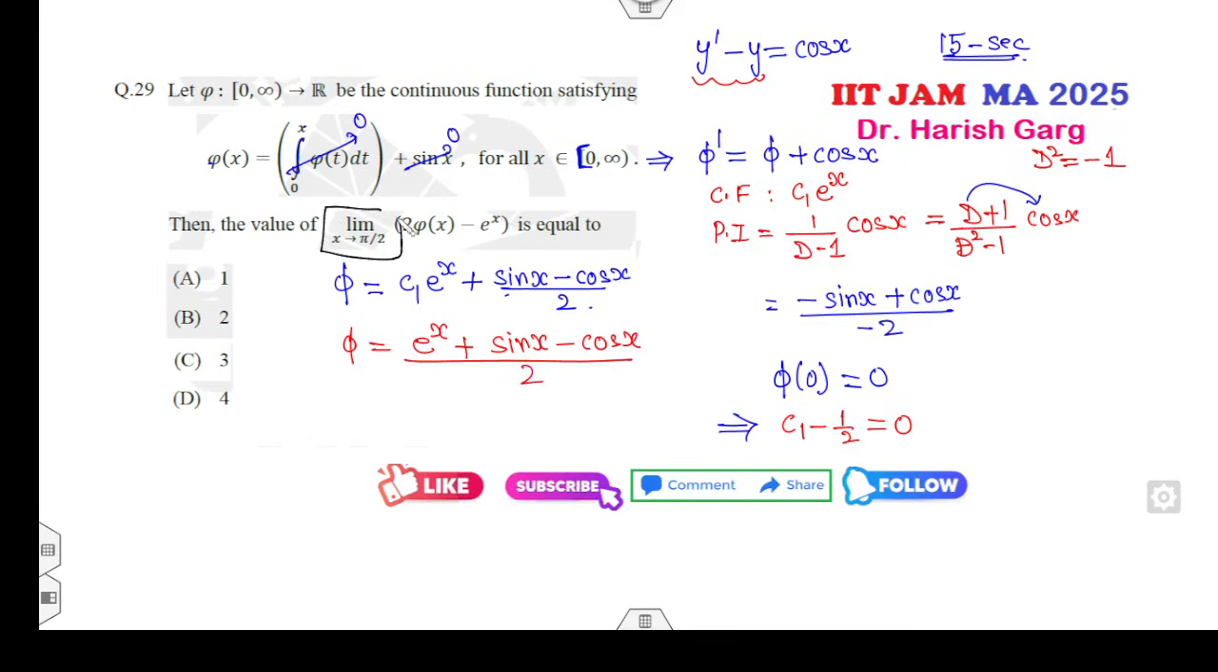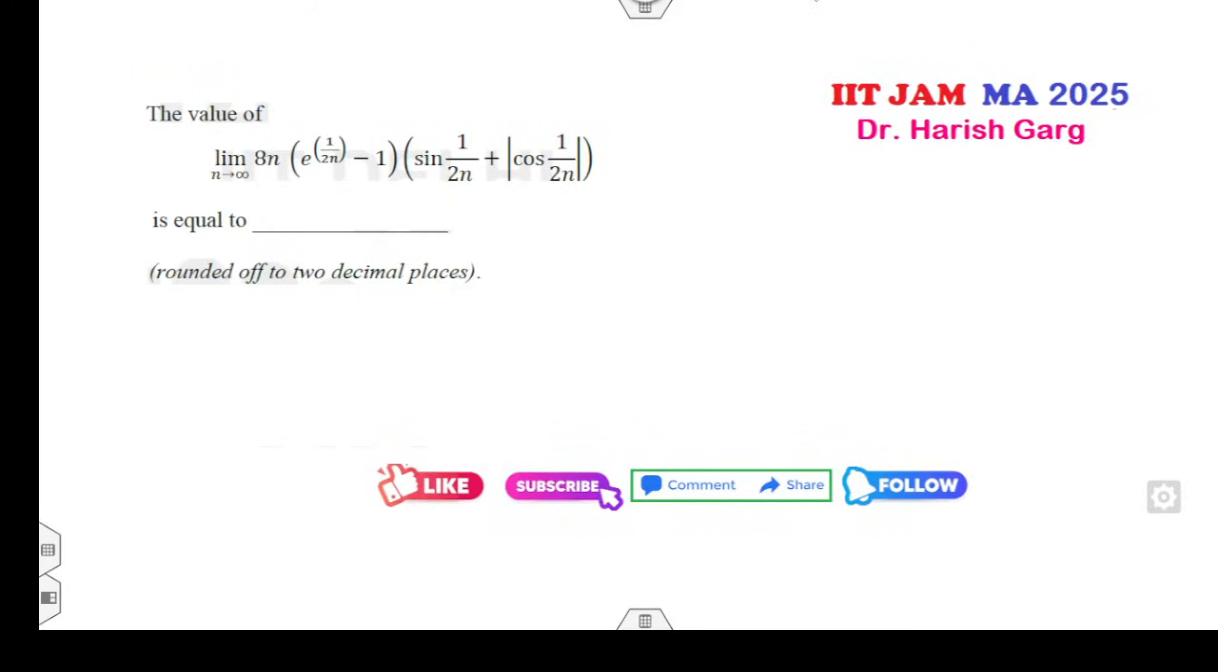Now find the limit as x approaches pi by 2. Sine pi by 2 is 1, cos pi by 2 is 0, and the 2 will be cancelled out. So we get e raised to power pi by 2 plus 1 minus e raised to power pi over 2. A is the right answer of the problem. Look at the next one.